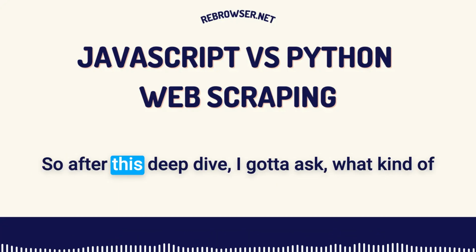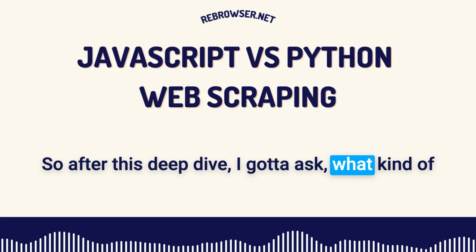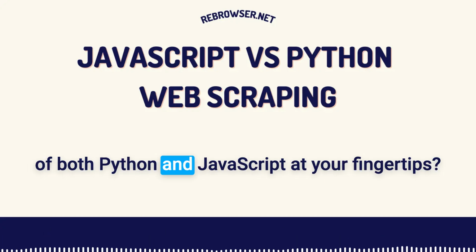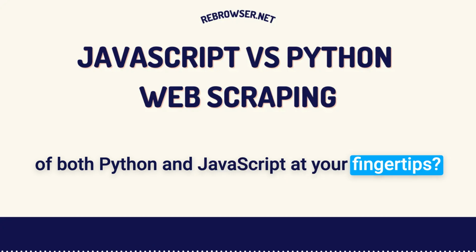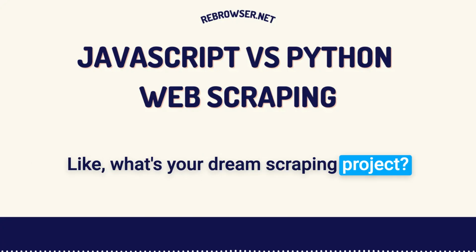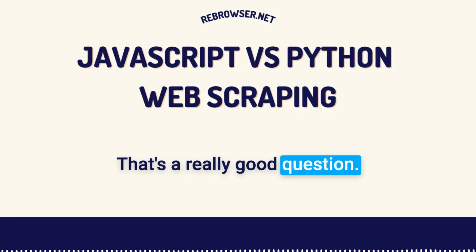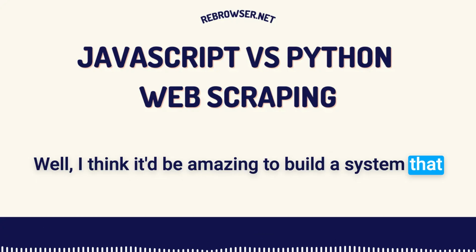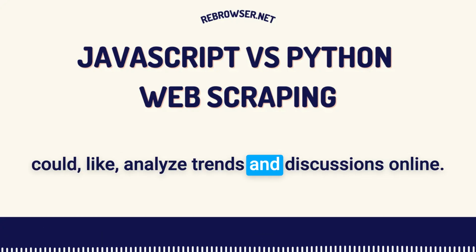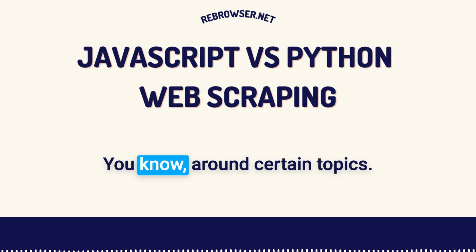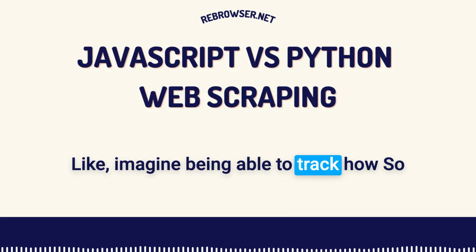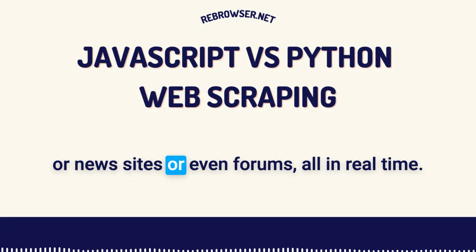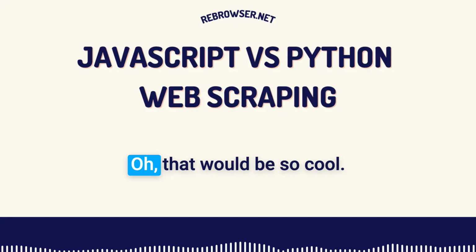100% agree. So after this deep dive, I gotta ask, what kind of project would you tackle if you had the power of both Python and JavaScript at your fingertips? Like, what's your dream scraping project? It's a really good question. With both, huh? Well, I think it'd be amazing to build a system that could analyze trends and discussions online around certain topics. Like, imagine being able to track how public sentiment is evolving on social media or news sites or even forums, all in real time. Oh, that would be so cool.